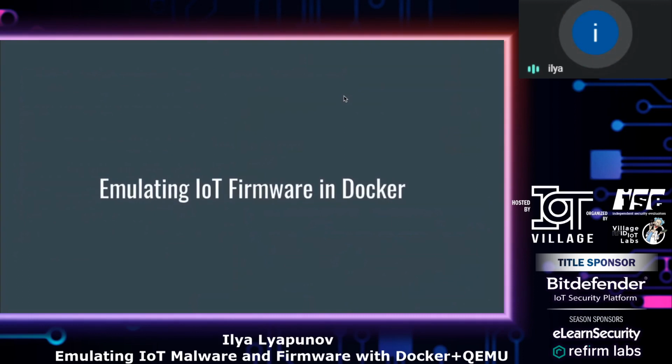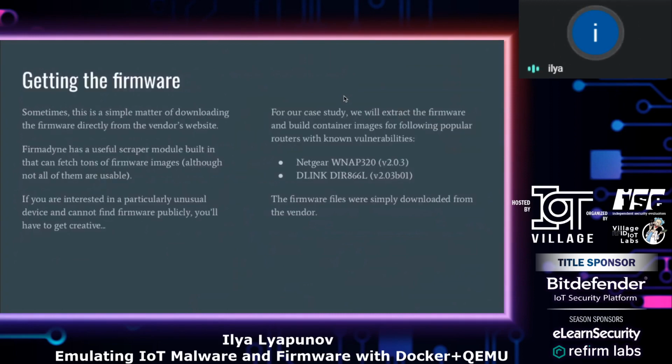So now we get to the real meat of this, which is emulating IoT firmware in Docker. The first challenge with emulating firmware is oftentimes getting the firmware. When you're lucky, or if it's a particularly well-known device, the firmware is pretty often directly available on the vendor's website. And a lot of vendors will even keep up the obsolete firmware versions that have known vulnerabilities in them, which is really sweet for the thing that we're trying to do here.